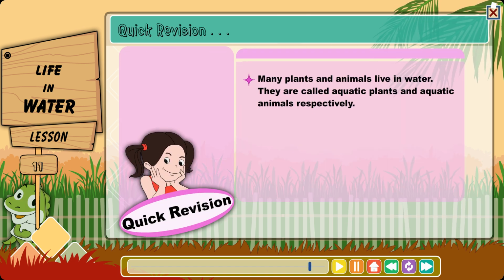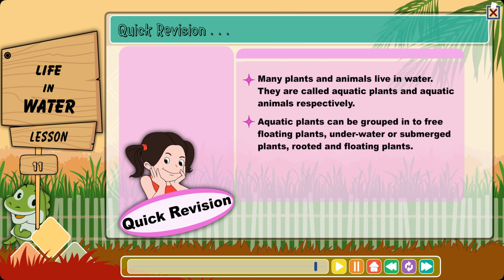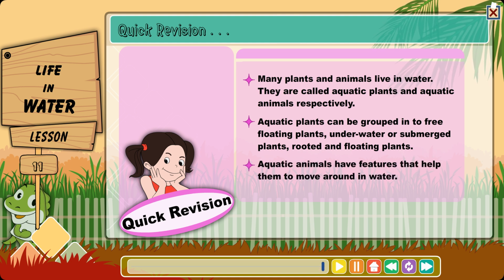Quick revision. Many plants and animals live in water. They are called aquatic plants and aquatic animals respectively. Aquatic plants can be grouped into free-floating plants, underwater or submerged plants, and rooted and floating plants. Aquatic animals have features that help them to move around in water.